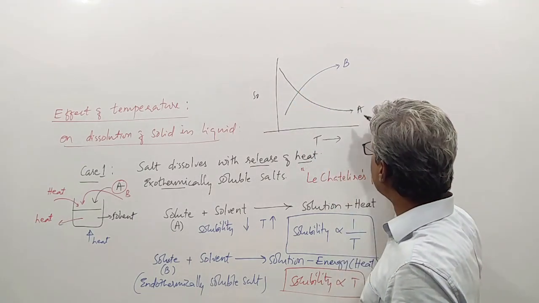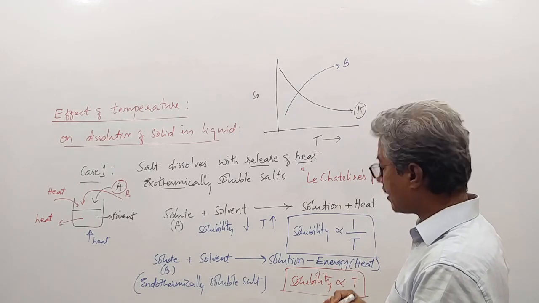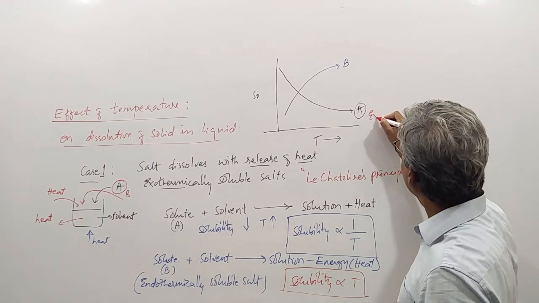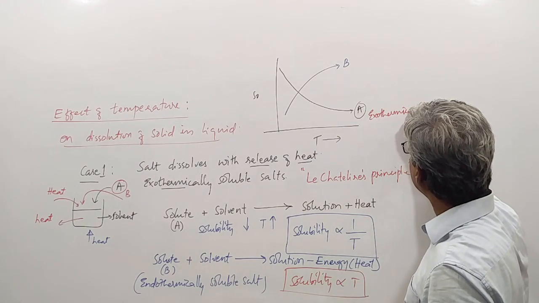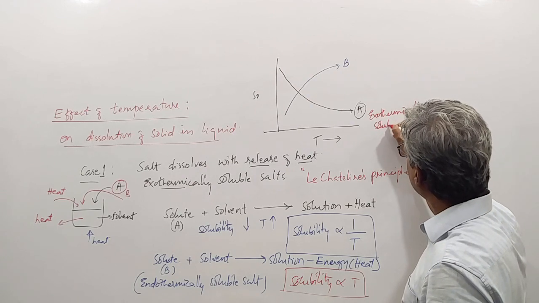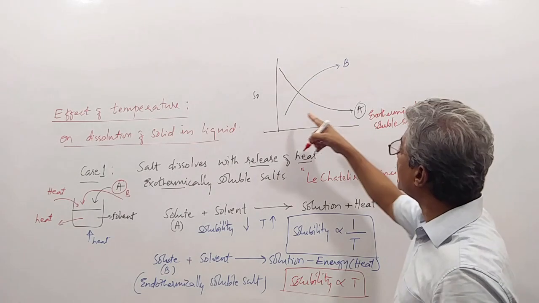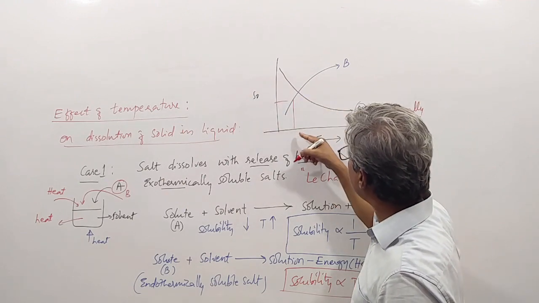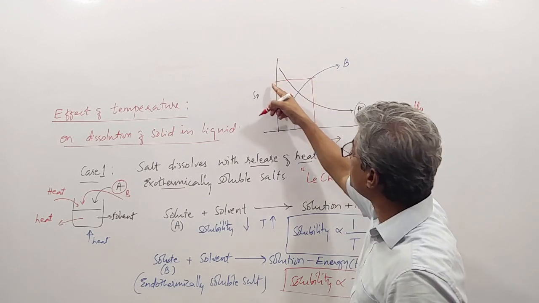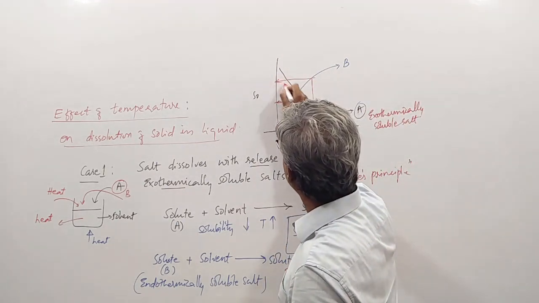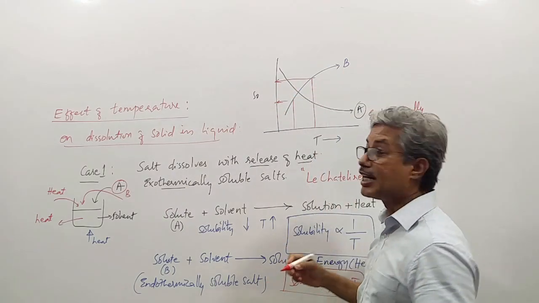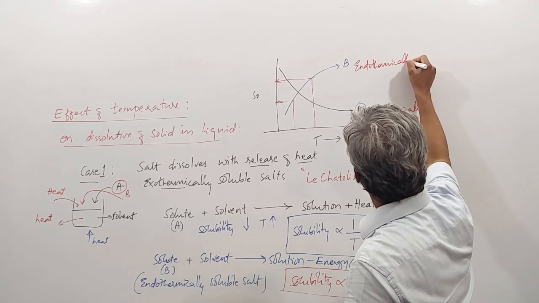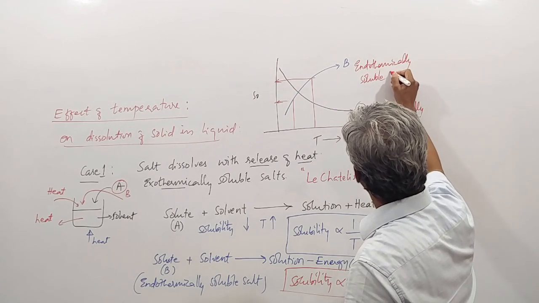Solubility decreases with increase in temperature. That means this is inversely proportional, isn't it? That means it is an exothermically soluble salt. Now here, if you increase temperature, what is happening to solubility? Solubility was this much at this particular temperature. Now it is increasing. It is becoming this much. So with rise in temperature, solubility increases. It means that it is an endothermically soluble salt.